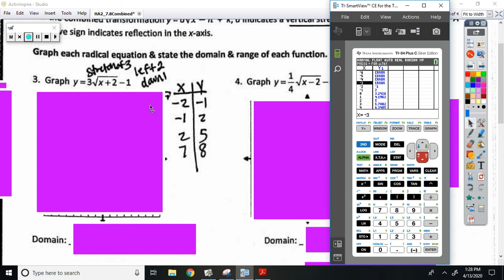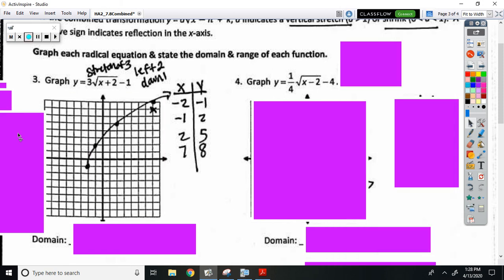Then all you have to do is plot those points on your graph. You don't have to actually write them down. You could just look at your table and then graph up here. We should have (-2, -1), (-1, 2), (2, 5), and then (7, 8). Connecting our dots. There's our graph.